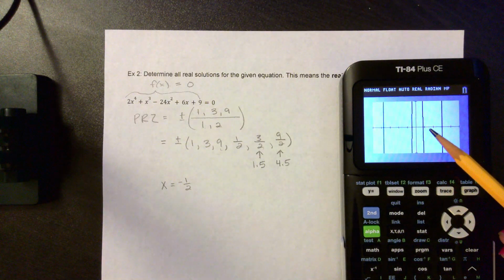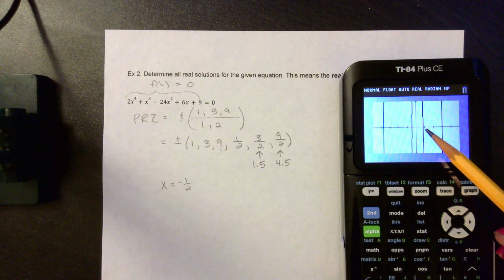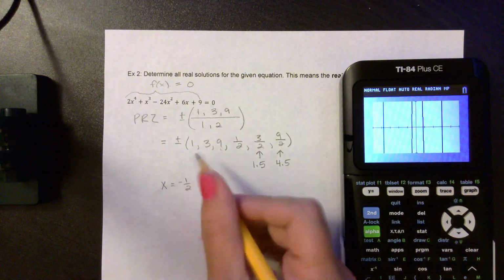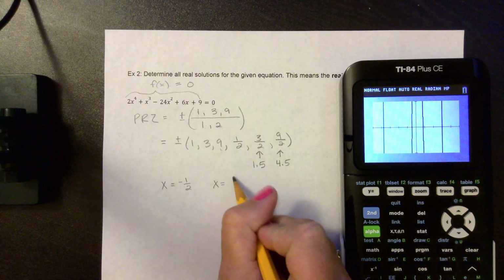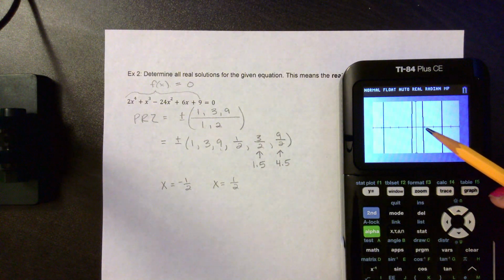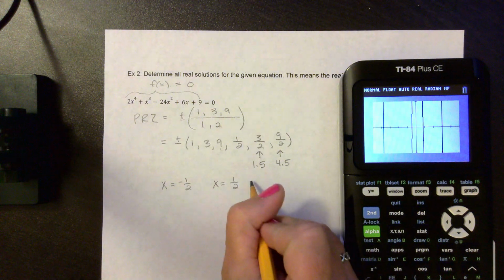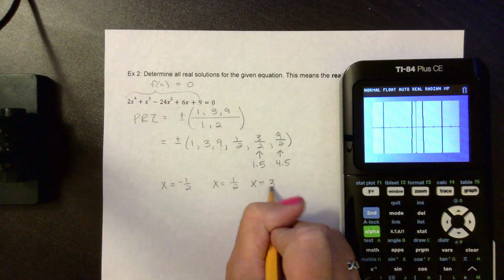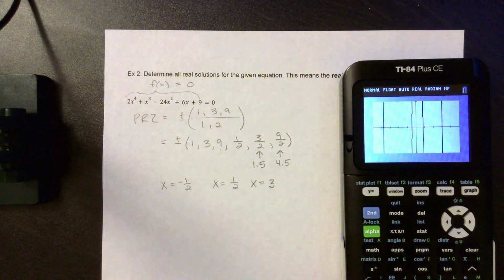The next one, to me, it looks like it's a little further than 1/2, but I am going to check x equals 1/2 just in case. And the last one, 1, 2, 3, to me, this looks like x equals 3. So I want to check and see if those are indeed zeros.